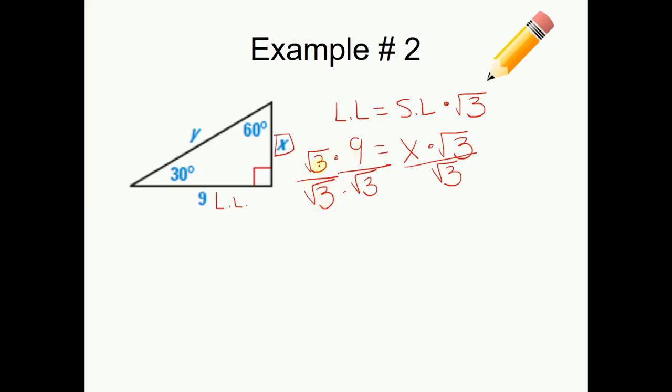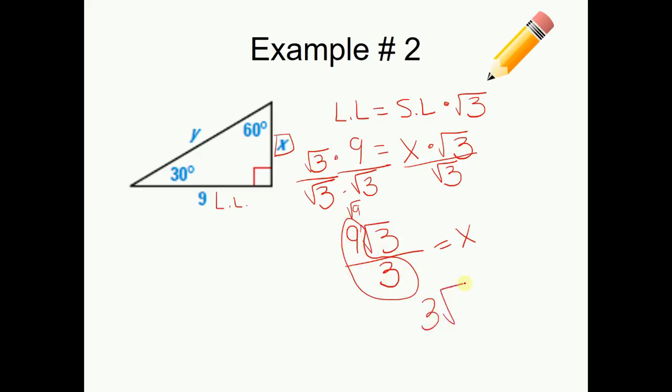So then 9 times the square root of 3, that's just 9 times the square root of 3, over the square root of 3 times the square root of 3, which is, multiply the numbers inside, so the square root of 9, which is just 3, right? So technically I have 9 square root of 3 over 3 equals x right now. And I notice 9 over 3, that simplifies, right?